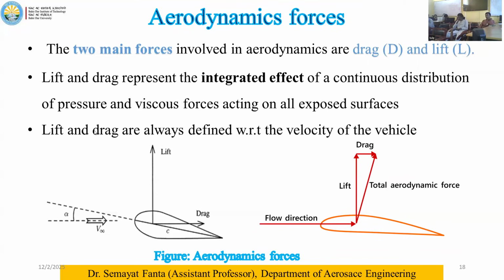Lift and drag are always defined with respect to the velocity of the flight. So drag is in the direction parallel to the direction of flight or stream velocity. Lift is perpendicular to that. So that is the meaning. So we have a direction of flight here, and this is the direction of stream. And the inclination is related with the thrust velocity vector direction. Lift is here, drag is here, and this is the total aerodynamic force or resultant aerodynamic force.